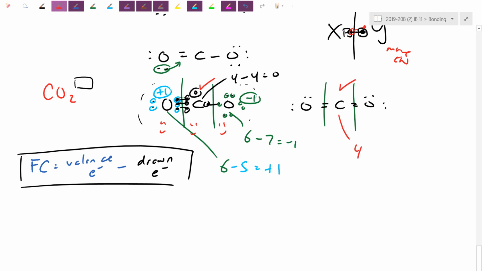The carbon in the middle has 4 valence electrons. I've drawn it having 1, 2, 3, 4. I know it still has 8 in terms of the full Lewis picture, but this is just rules that I'm doing just for formal charges.